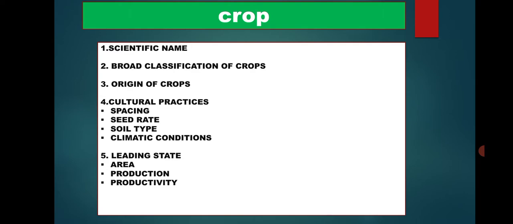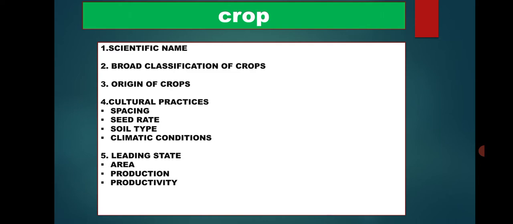First, we'll discuss crops. When you are preparing crops, which are very important in all agri related exams, we can expect some questions based on crops. So what should we read, what should we prepare? In crops we should prepare scientific name, broad classification of crops, origin of crops, cultural practices, and leading state. The first thing is scientific name.